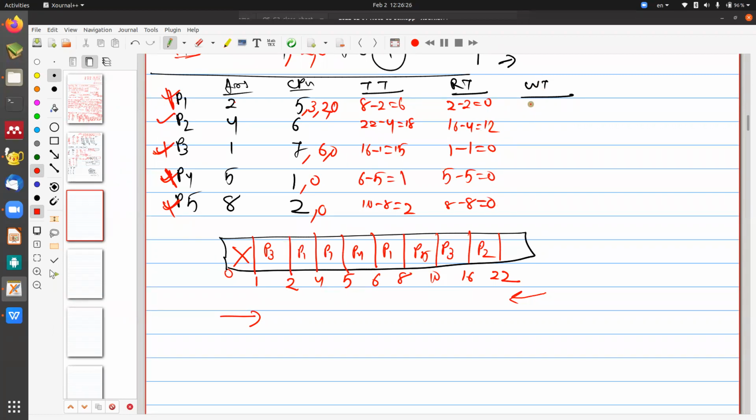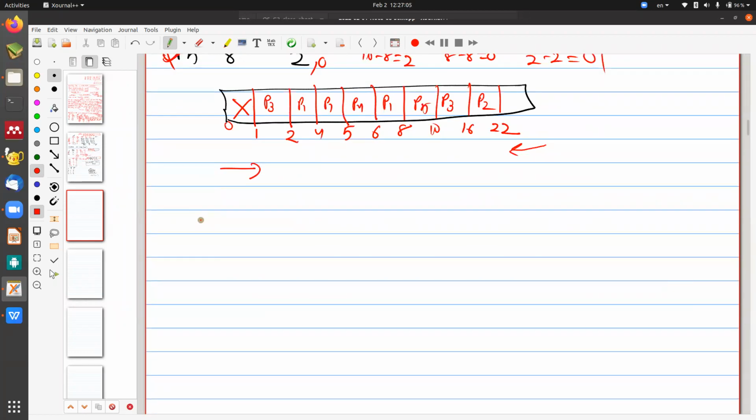Then waiting time is turnaround time minus burst time: how many hours waited, how many hours worked. So for the first, stayed 6 hours, worked 5, so 6 minus 5 is 1. Then stayed 18 hours and worked 6 hours, so 18 minus 6 becomes 12. Stayed 15 hours, worked 7 hours, so 15 minus 7 becomes 8. Then stayed 1 hour, worked 1 hour becomes 0. Stayed 2 hours, worked 2 hours becomes 0. Yes, you can find the average. Got it clear? Yes, this is the way to do it.